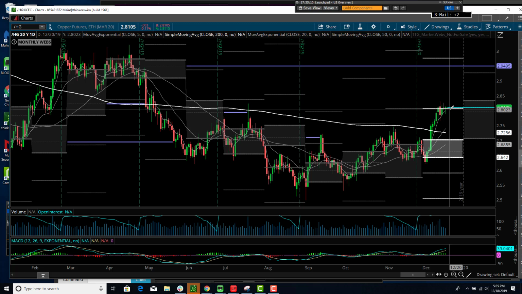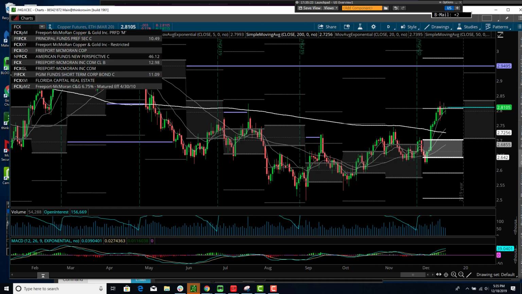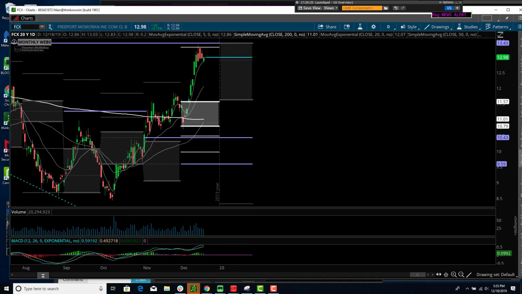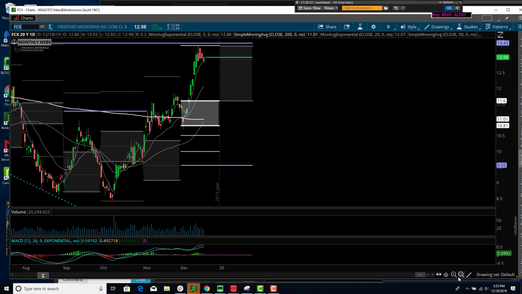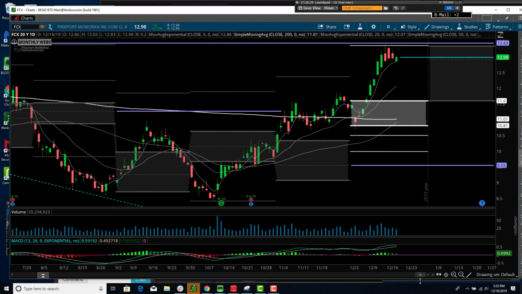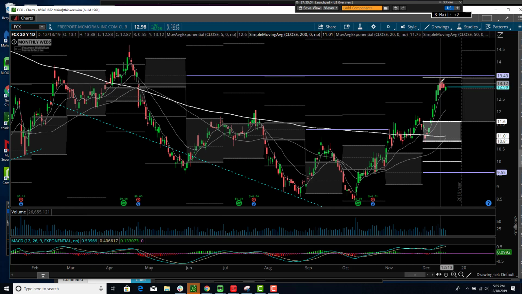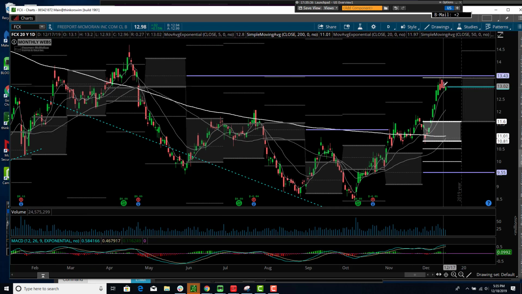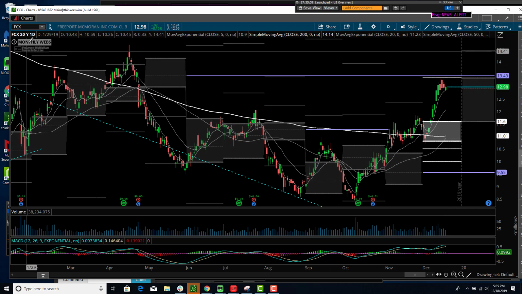And I think from the option activity that we've been seeing, you begin to connect the dots. Obviously FCX has been the name that's been most hit over the last couple months. Keep in mind, this has already made a very decent move, and the option activity worked really well. But now, what's going to happen next? This is also putting in a bull flag, very similar to copper.